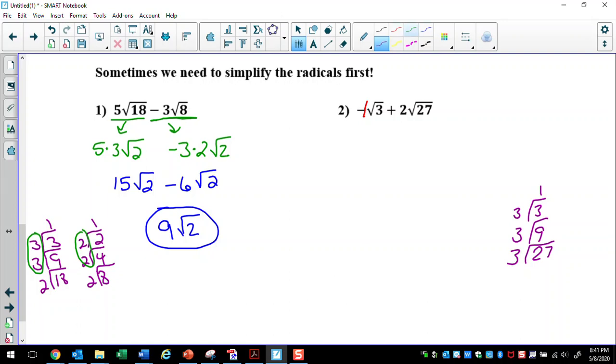Alright, so here's what we have. I have a pair of 3s. So, this guy here, I'm not really making any changes to.